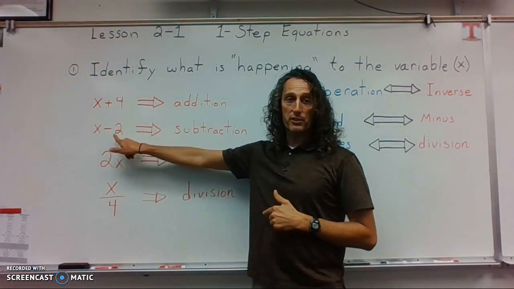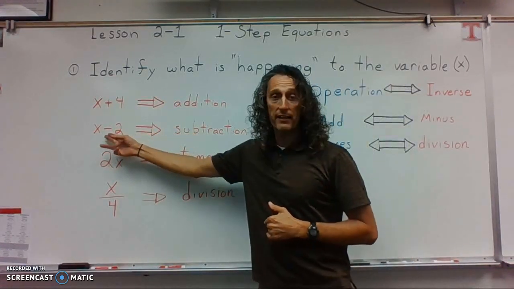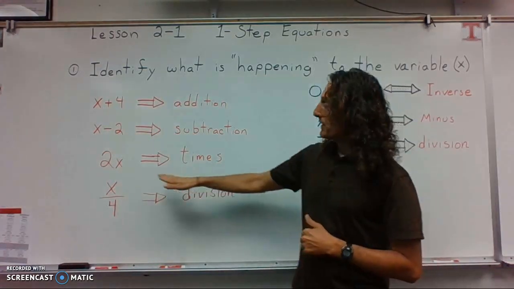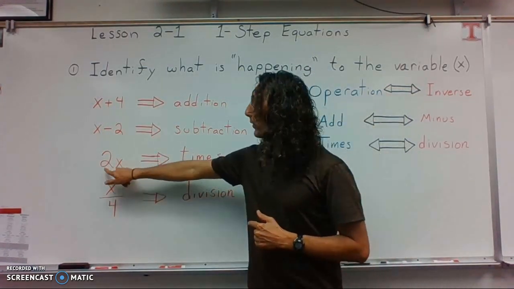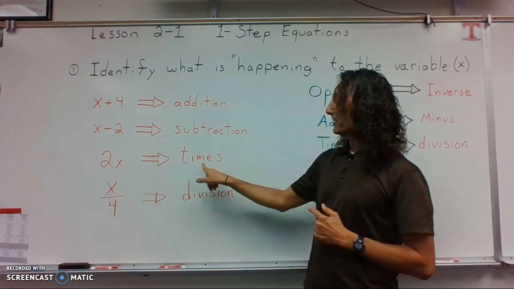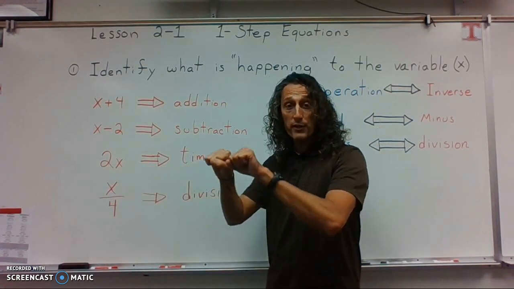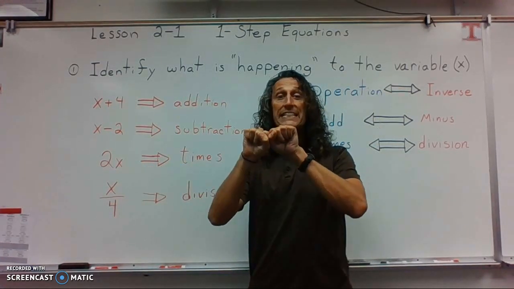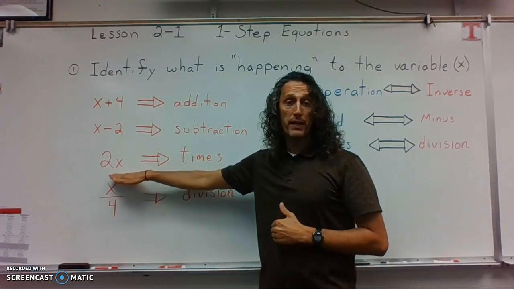X minus 2, subtraction, because we can see the minus sign. What's happening to this variable right here, because you don't see any signs, but whenever you have something this close, like 2x, that automatically means multiplication. But a lot of us forget that. So remember, if two things are really close together, it's times. So multiplication. You just have to remember that's what we do now.